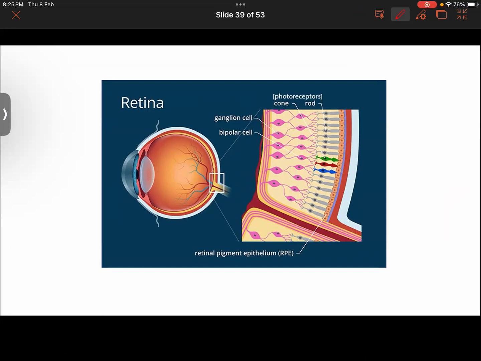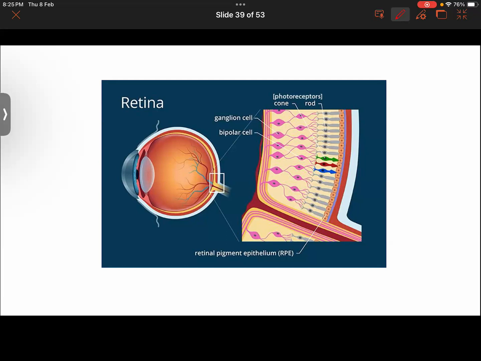Which cells are sensitive to colorful light? Rods? Not rods. Cones. See, Moaz, Ahmed, Arham, if you look at the given diagram here, there are colors like green, red, and blue, right? And these cells are indicated here as cone cells. Rod cells are shown in a grayish color here.